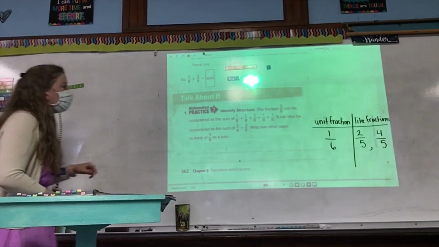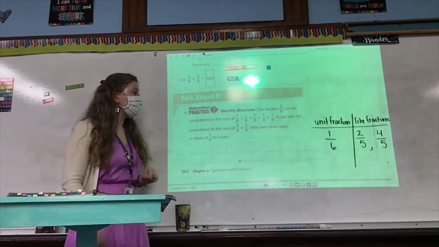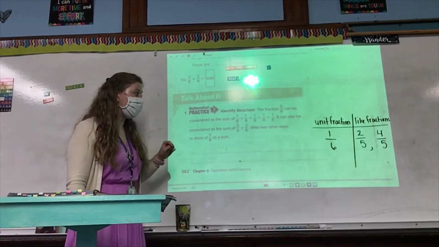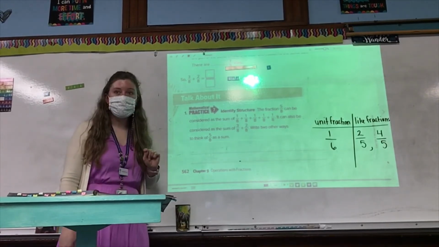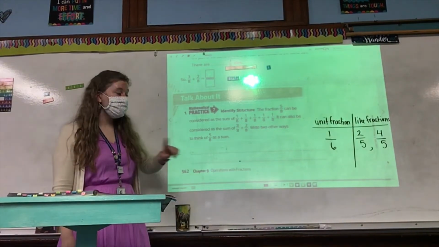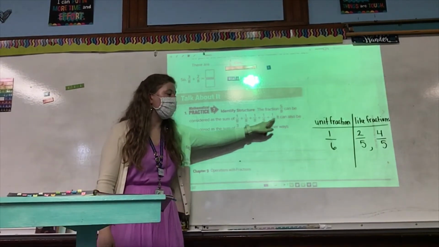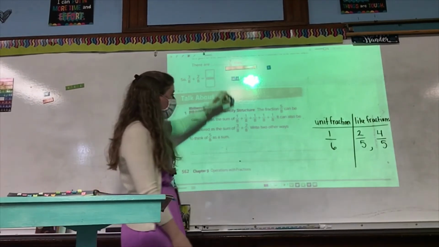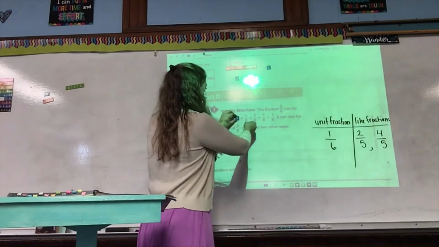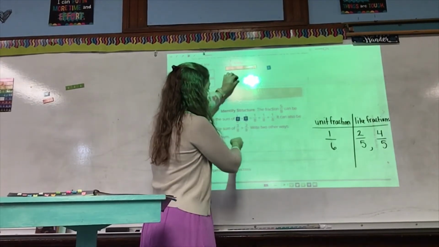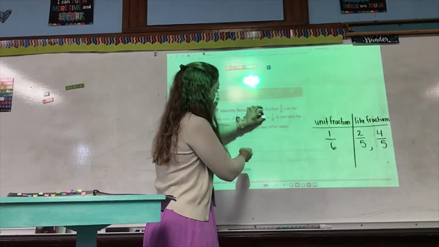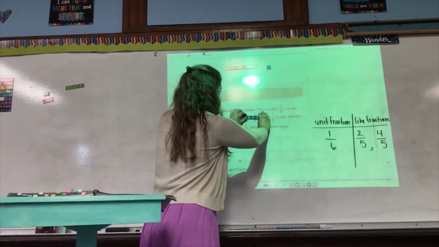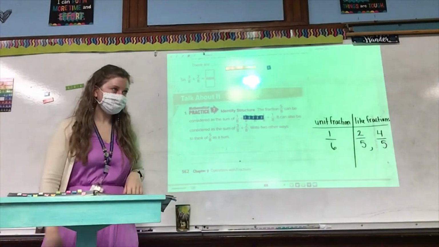So if we look at the talk about it, it says the fraction 5/8 can be considered as the sum of 1/8 plus 1/8 plus 1/8 plus 1/8 plus 1/8. That's true because how many 1/8s do we have? Michaela? 5. 1, 2, 3, 4, 5. We squeeze them all together and we have 5/8.